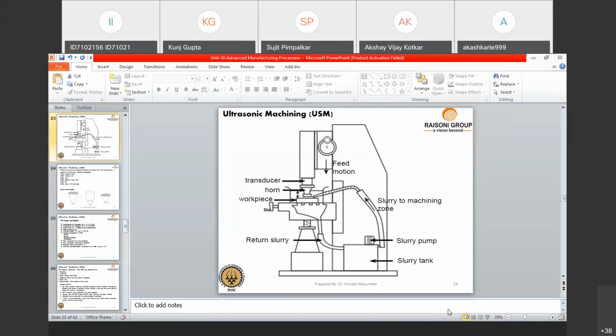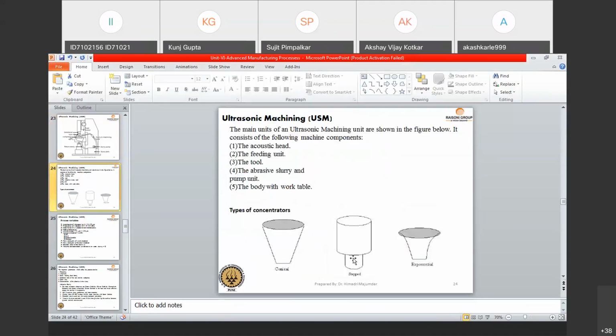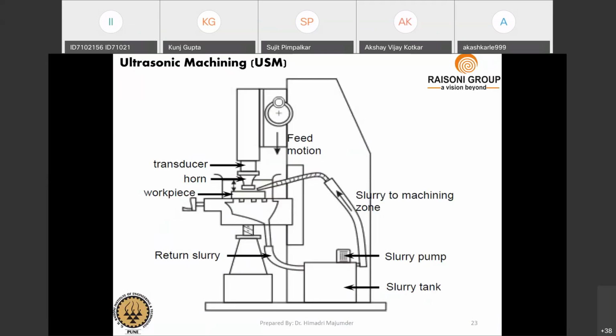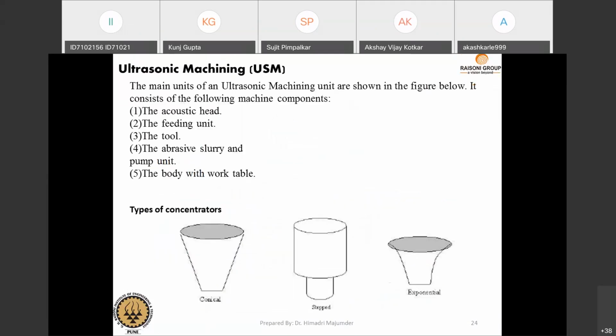So next is the different horn, or you can say concentrator. The main units of an ultrasonic machining unit are shown in the figure below. It consists of the following machine components: the acoustic head, the feeding unit, the tool, the abrasive slurry, the pump unit, and the body with the work table. So these are the main units in ultrasonic machining, which you already saw in the video.